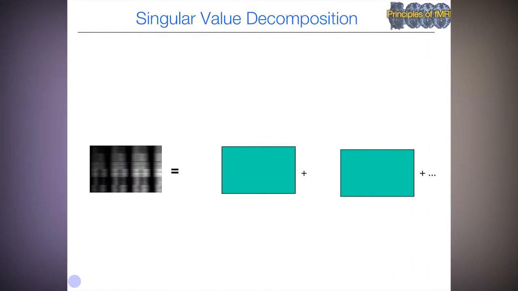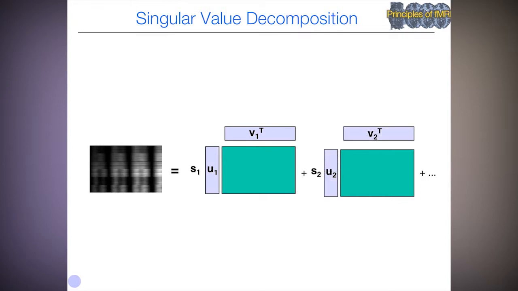Here we see a real data example. Here we have X as the first image here, and this can be decomposed into a number of sub-matrices as indicated on the previous slide. The first sub-matrix consists of S1, which is a scalar, times U1, which is the time course corresponding to the first eigenimage, and V1 transpose, which is the first eigenimage. Then we have the second sub-matrix, which is S2, times U2, which is the time course corresponding to the second eigenimage, V2 transpose, which is the second eigenimage, etc., etc.